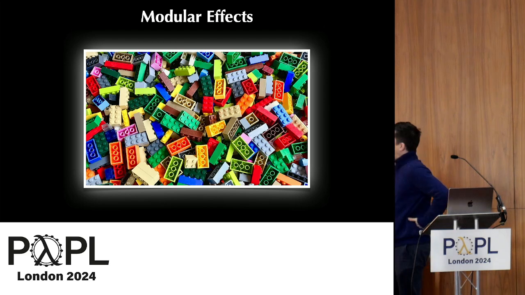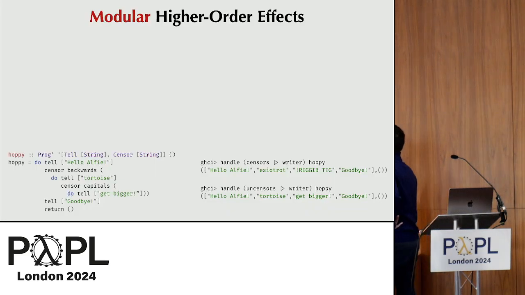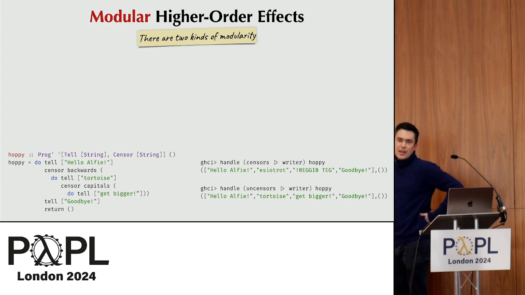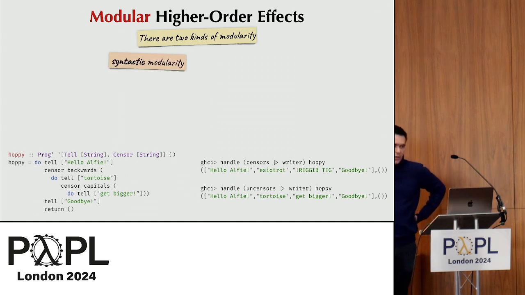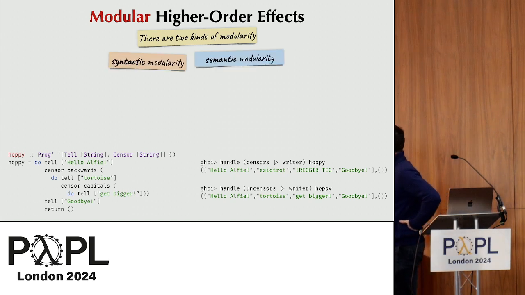Right, so I want to talk about modular effects now. So what is it that we mean by modularity in this world? By modularity, there are two kinds of modularity in play in this program. This is the program that we've seen, and these are the handlers that give semantics to that program. We have something called syntactic modularity, and then we have semantic modularity, which I've described briefly.